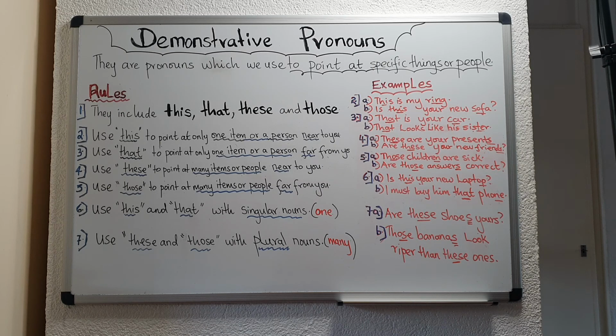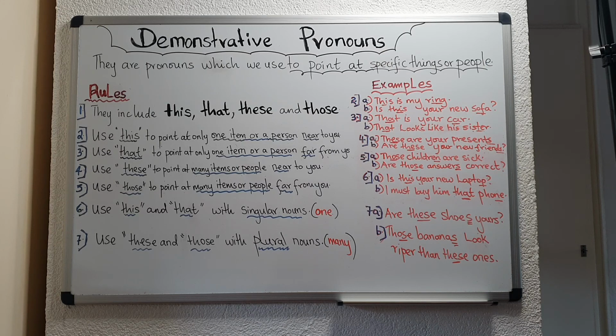So this brings me to the end of this lesson. I hope you now know what demonstrative pronouns are. There are 4 of them, and they include this, that, these, and those. And we use them to point at specific things or people. And quite often we use our fingers to do that, okay?